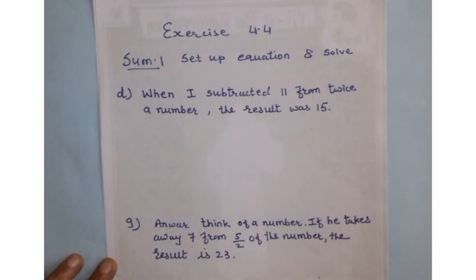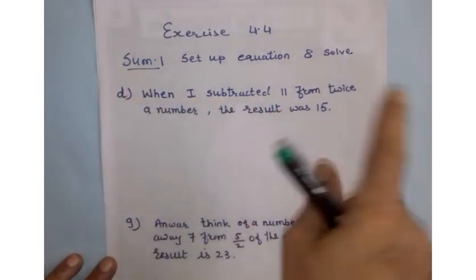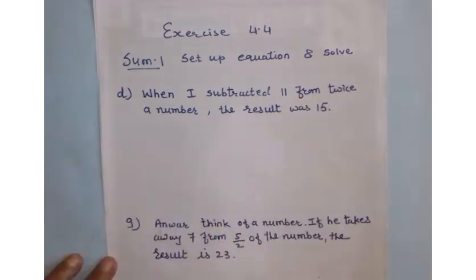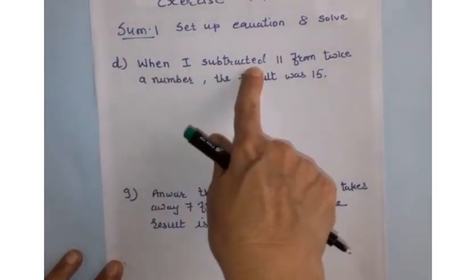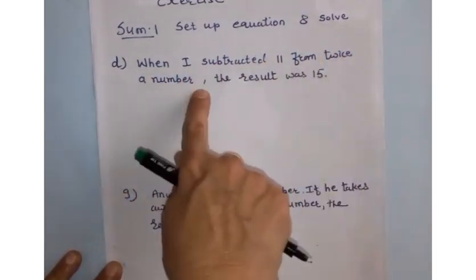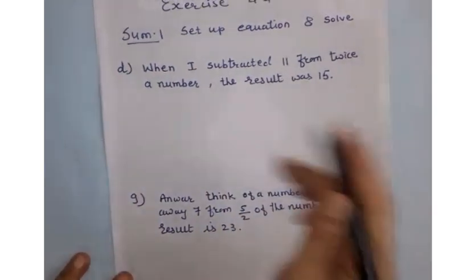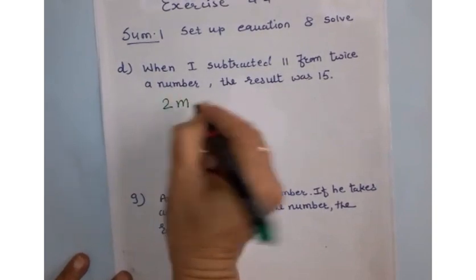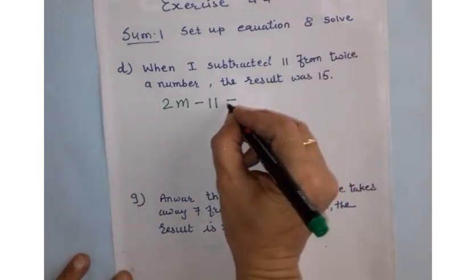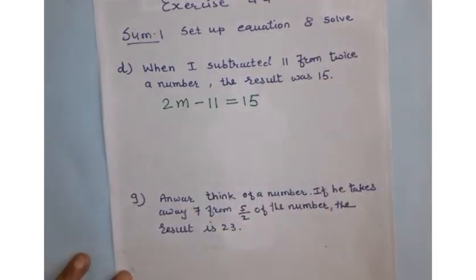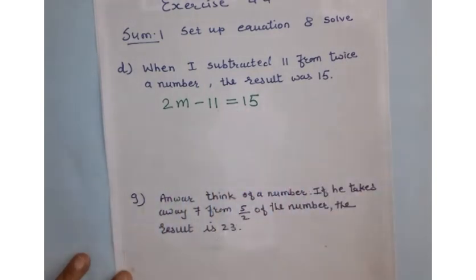Students, in exercise 4.4, in sum number 1, we have to set up an equation and then solve it. Clear? So, when I subtracted 11 from twice a number, twice a number means we can say 2m minus 11, correct? 2m minus 11. The result was 15. So that is equal to 15. Clear children? Understood?